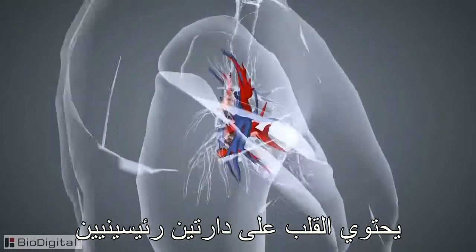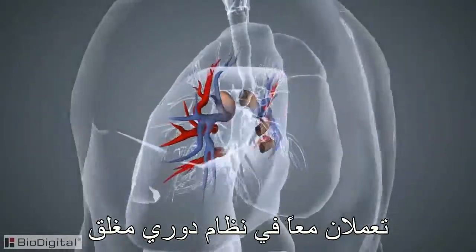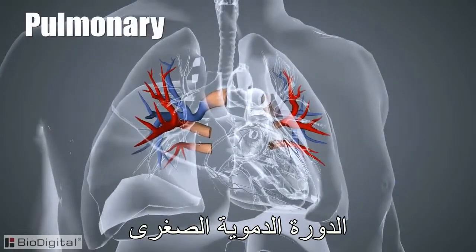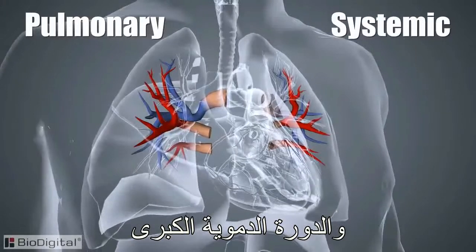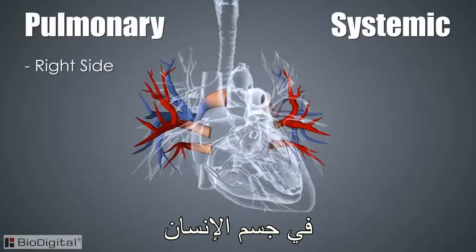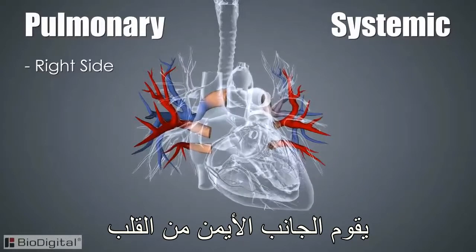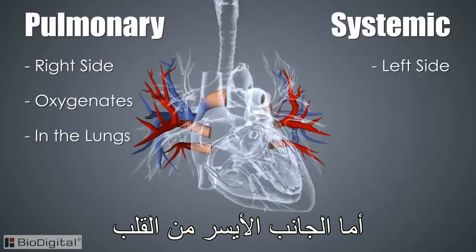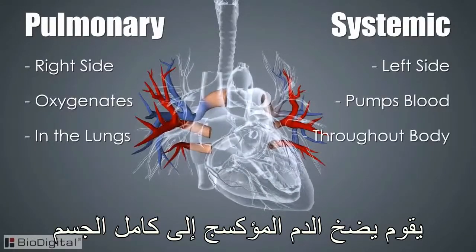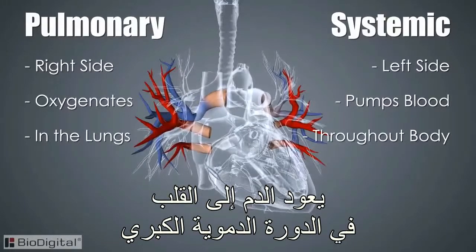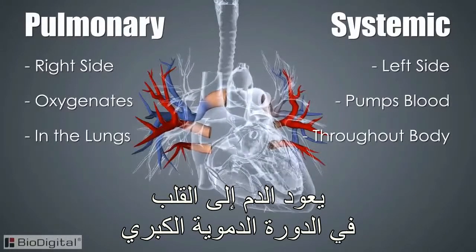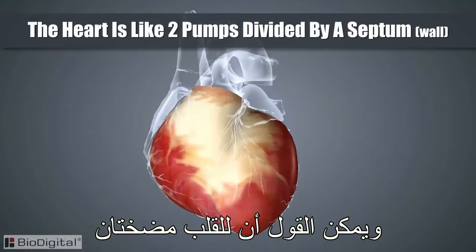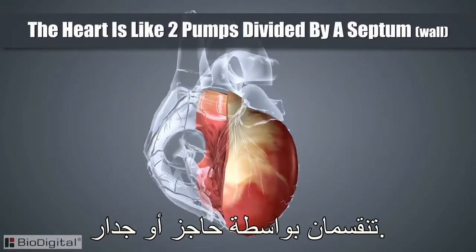The heart has two major circuits within the circulatory pathway which work together in a closed circulatory system. These two pathways are the pulmonary pathway and the systemic pathway. In the human organism, the right side of the heart pushes the blood through the pulmonary circuit so that it can be oxygenated in the lungs. The left side of the heart pumps oxygenated blood to the entire body. The blood is then returned to the heart via the systemic pathway, where the cycle begins again through the pulmonary pathway. It can be said that the heart is actually two pumps divided by a septum or wall.